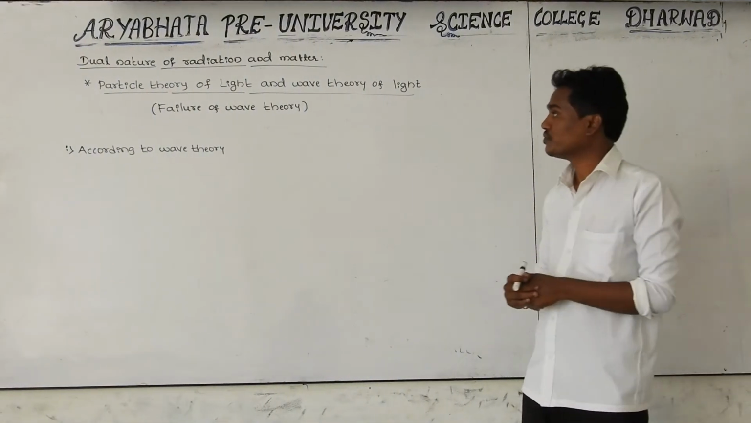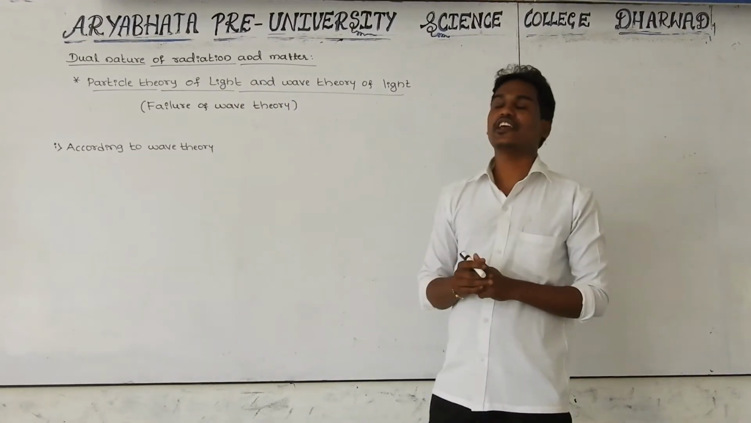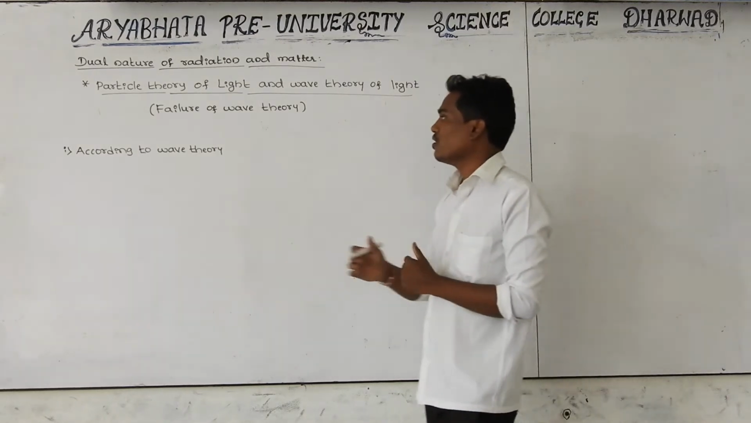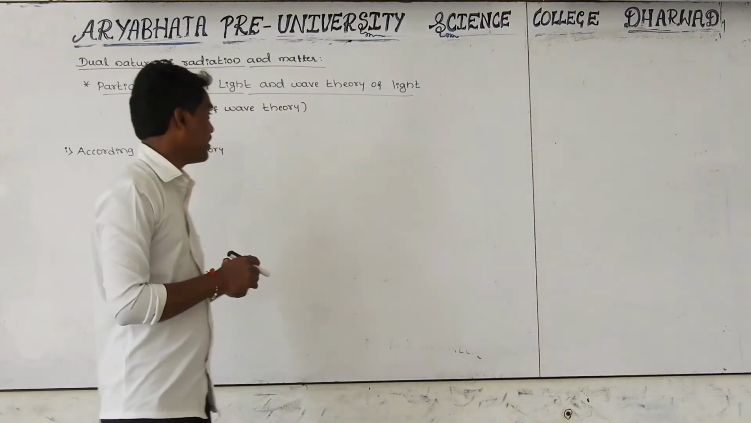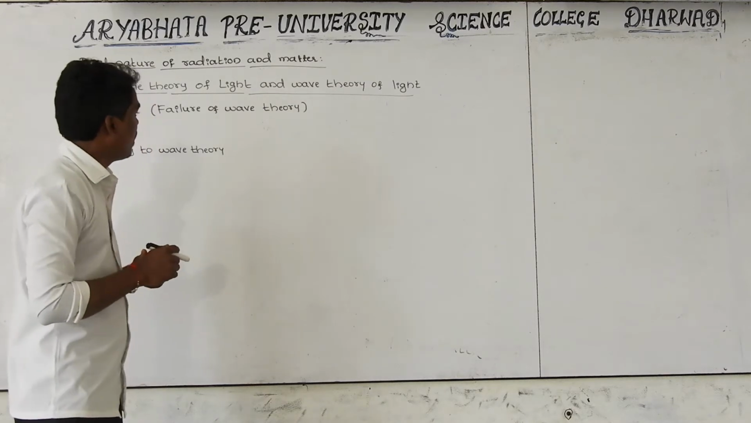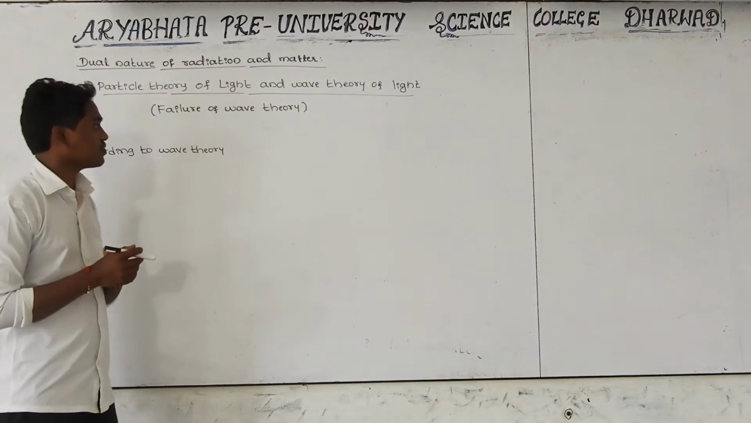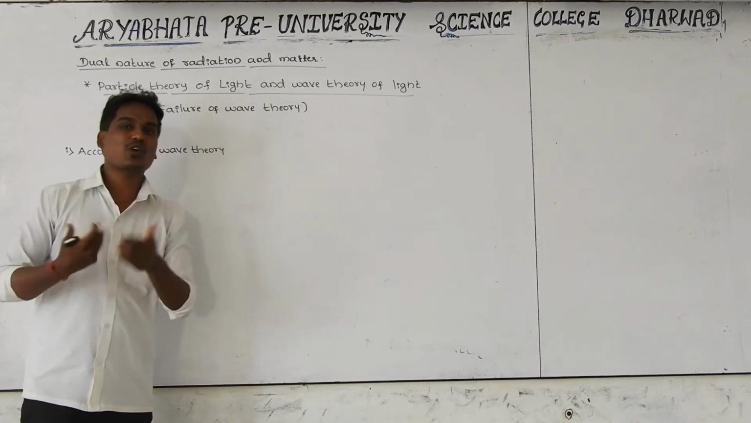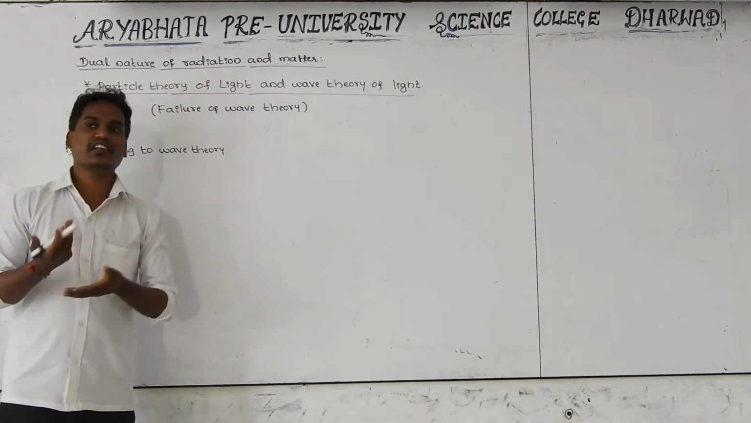Good morning, students. Today's concept is the particle theory of light as well as the wave theory of light. This is also called the failure of wave theory. Here, what is the comparison between the particle theory of light and the wave theory of light, or the failure of wave theory? Failure of wave theory means some reasons are there that cannot be explained by using the wave theory of light. It means the wave theory is a failure here.